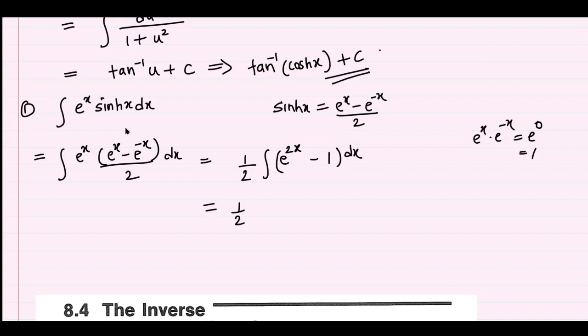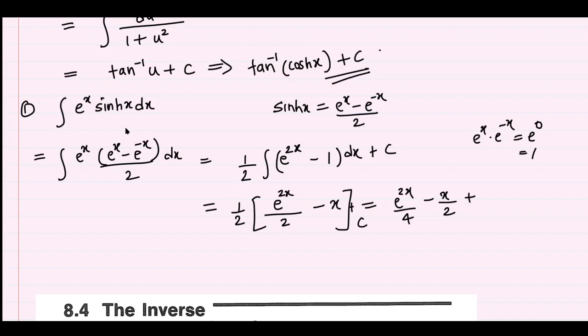So 1 by 2 I have taken outside. Integral of e^(2x). For exponential function integration, we know the integration of e^(2x) is e^(2x) itself divided by the derivative of 2x. So the derivative of 2x is 2. Minus, you will get x. So the answer is e^(2x) by 4 minus x by 2 plus c.